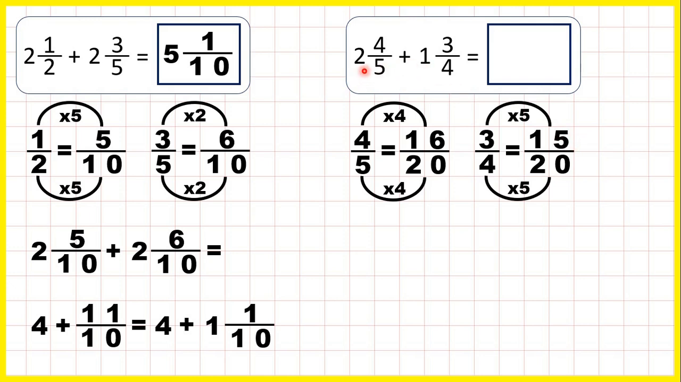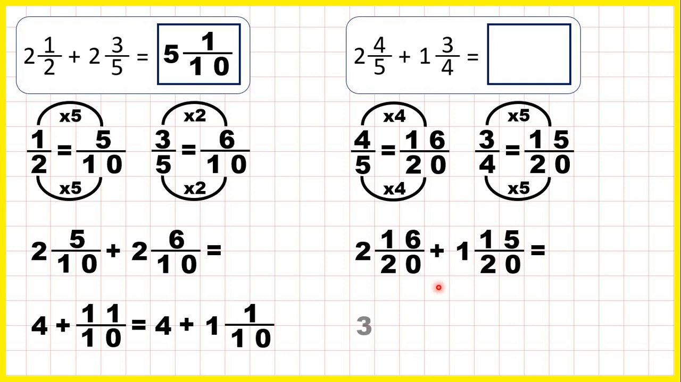So instead of 2 4/5, we can write 2 16/20, and instead of adding 1 3/4, we can add 1 15/20. Now 2 plus 1 is 3, and 16 plus 15 is 31. We keep the denominator the same, so we have 3 plus 31/20, but we can't write 3 31/20 as our answer, because we can't have an improper fraction in a mixed number.